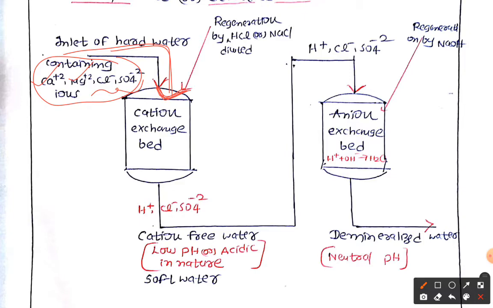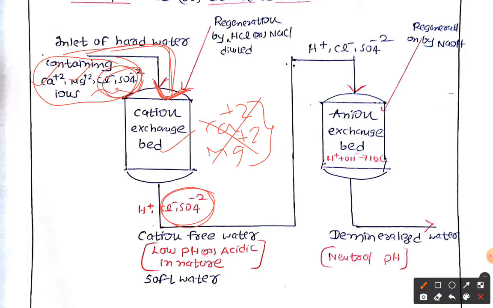When you pass the hard water through the first cation exchange bed, what happens? The cations are trapped on the bed, so calcium and magnesium are trapped. So what are we left with? We are left with only the anions. Here you can see only anions come back.